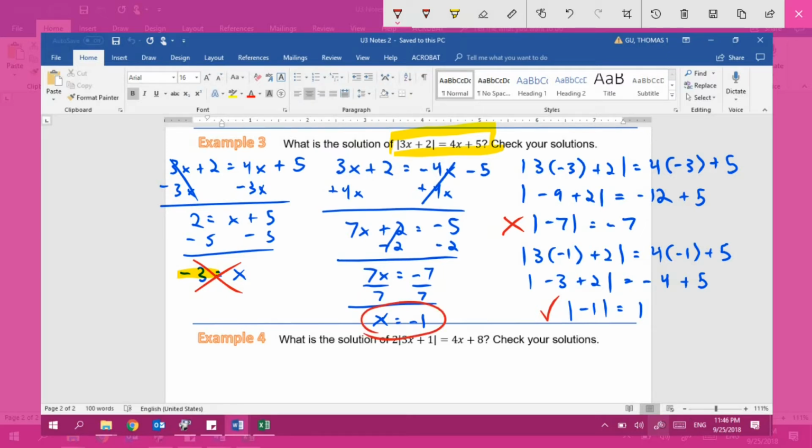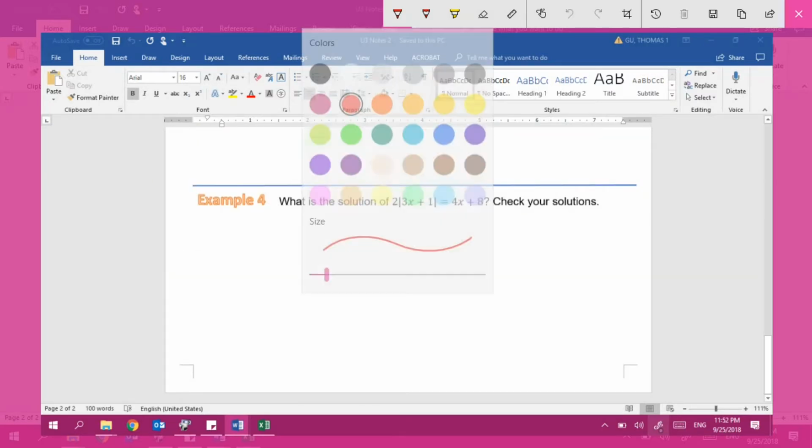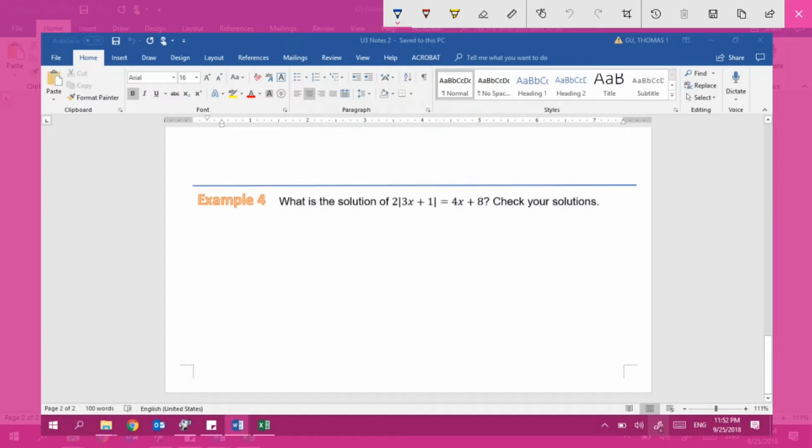That's one solution. And now for our last and final example, here we go. What is the solution of 2 times the absolute value of 3x plus 1 equals 4x plus 8? Let's set up our two equations. Oh, whoa. We cannot set up our equation yet because I see this pesky little 2 on the left side. Let's get rid of that because we want just the absolute value.